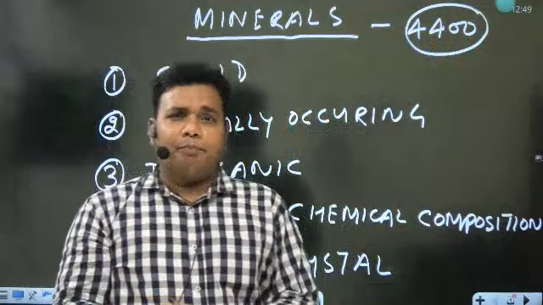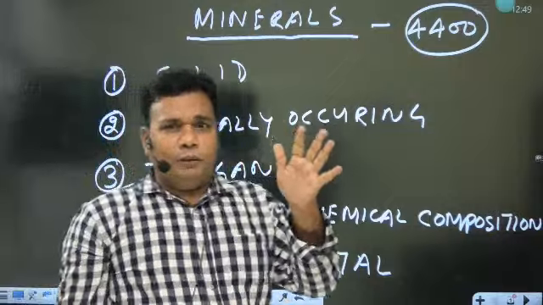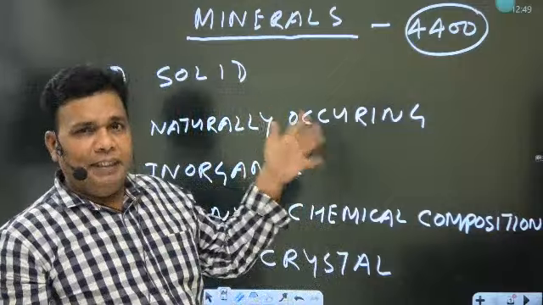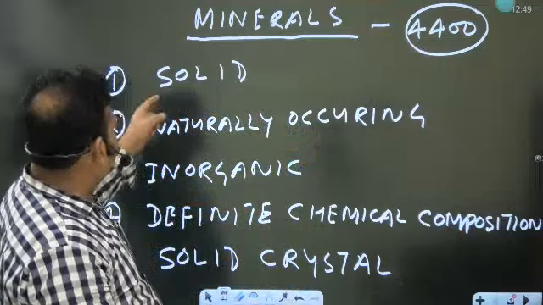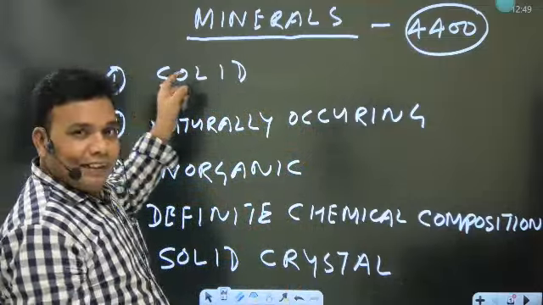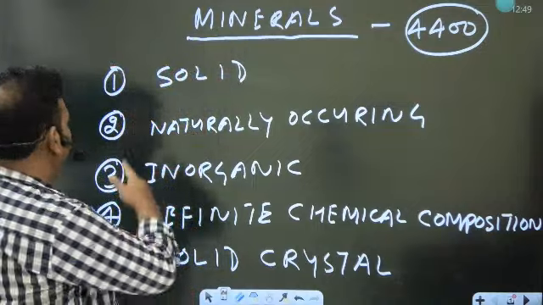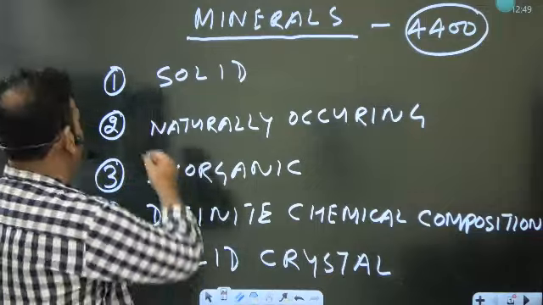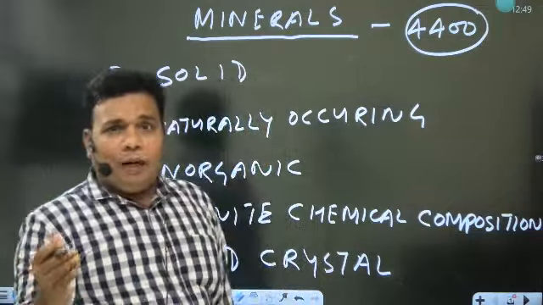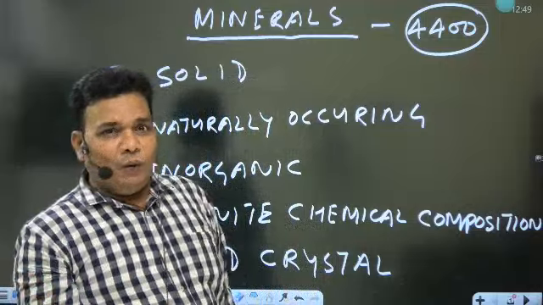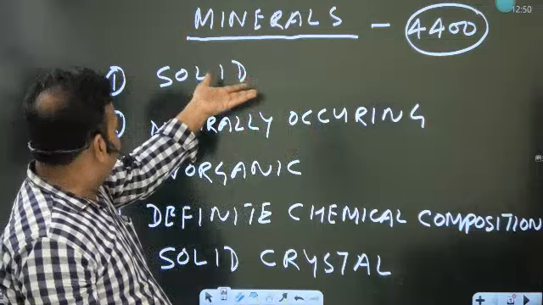There are certain basic criteria, in fact five basic criteria, to fulfill the definition of a mineral. Any substance will be referred to as a mineral when it qualifies these basic criteria. Number one, it must be solid. Just think, guys, whether water will be a mineral or not, yes or no. No, since water is liquid, it will not fulfill this criterion.